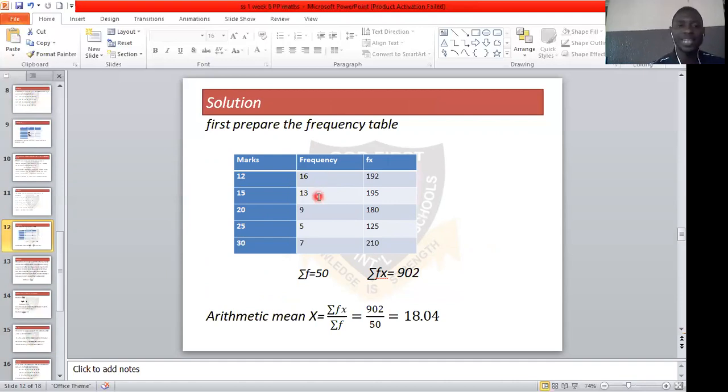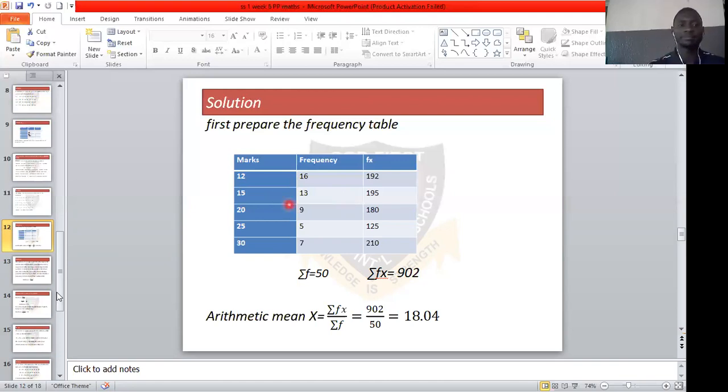So 25.5 falls after 16. From 1 to 16 falls in the frequency of 12. From 17 down to 29 falls in between 15. So 25.5 will be in 15, between 25 and 26, and that falls in 15.